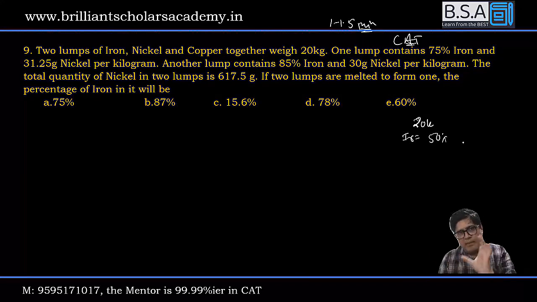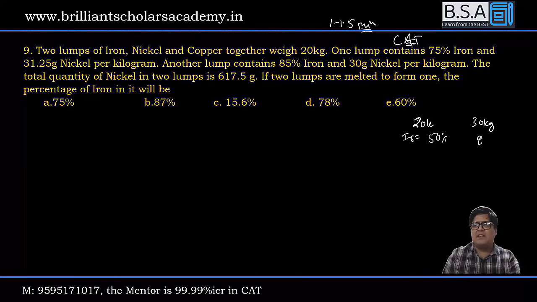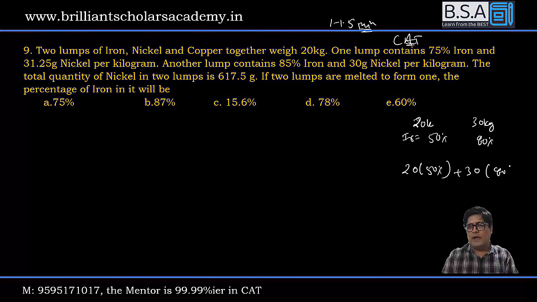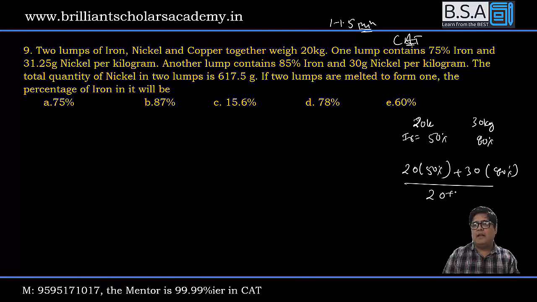I have another lump, another piece, 30 kilogram ka, in which iron, let us say, is the larger percentage. It is 80% iron in that. If I combine both, how much percentage iron will I have? See, I am combining two different percentage values. It is done through averages. What we do is 20 kilograms into 50% plus 30 kilograms into 80%. Upon hamesha kilograms aayega. Always kilogram should be there. So kilogram will be 20 and 30.